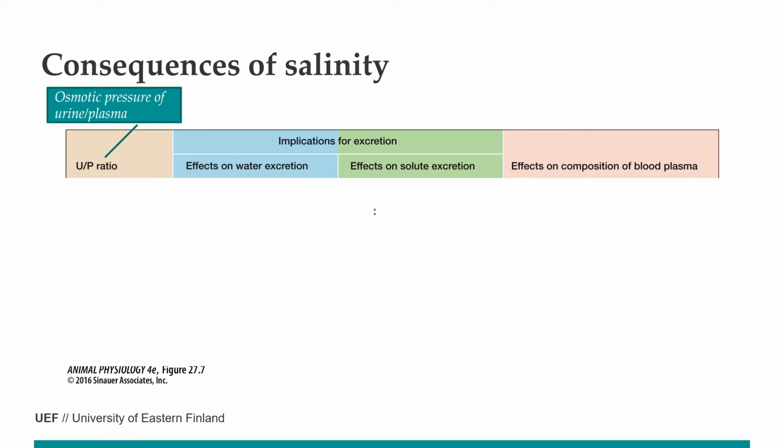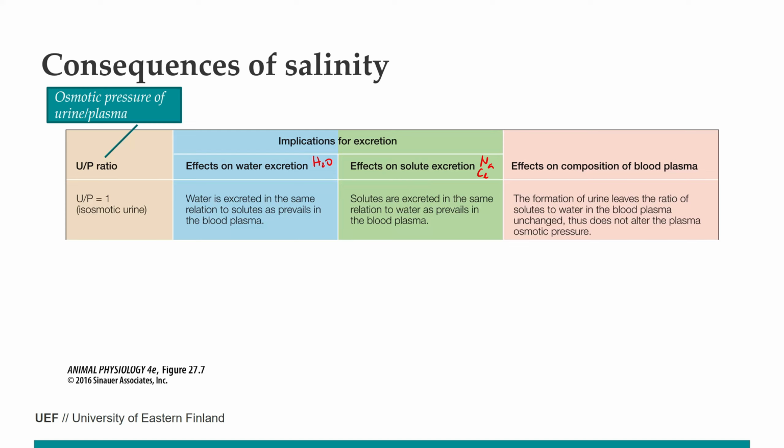So how much water, or solute, for example sodium or chloride or whatever. And then it can have, of course, effects on the composition of blood plasma. So, first of all, the iso-osmotic urine. It means that there is as much water, as much sodium, as much chloride and all other stuff in the urine as in the plasma.